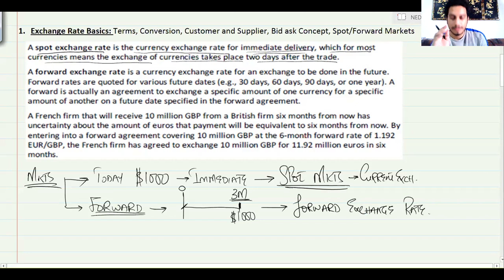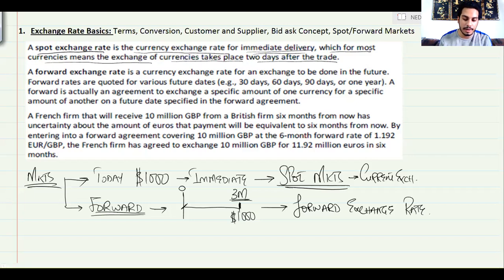So markets, two types. In the spot market, you are making a delivery today. In the forward market, you are thinking to exchange in the future and you're taking the rate today. You're not waiting for 3 months and taking the rate in the spot market then. You're buying the rate today in the forward market. So there are two types of exchange rate: one is called a spot exchange rate and one is called a forward exchange rate.